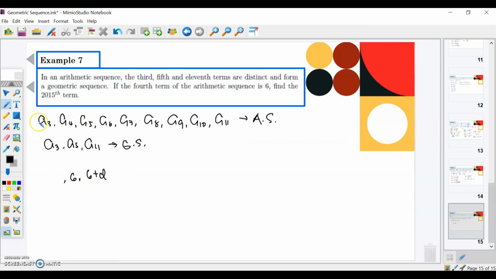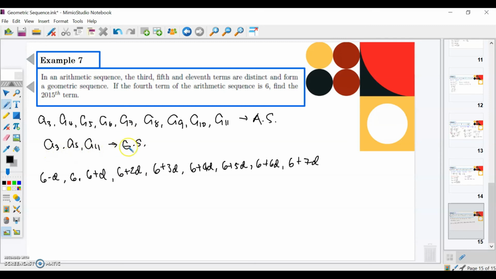And then I can represent my third term to be 6 minus the common difference. Then continuing rewriting all of the terms in the given arithmetic sequence, we will have 6 plus 2d as our sixth term, 6 plus 3d as our seventh term, 6 plus 4d as our eighth term, 6 plus 5d for the ninth term, 6 plus 6d for the 10th term, and then lastly, for this 11th term, we will have 6 plus 7d.